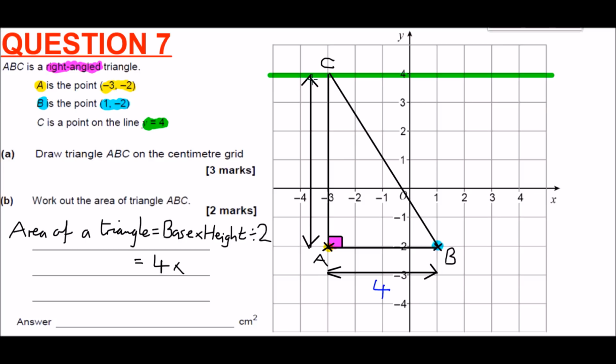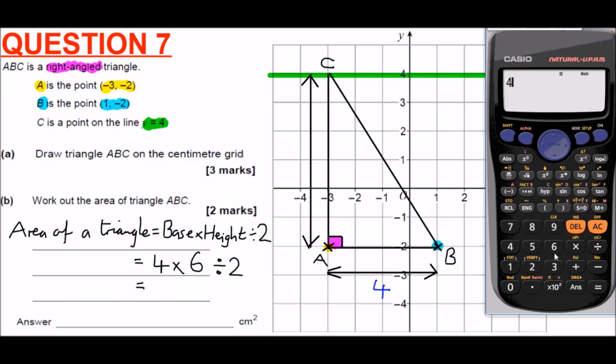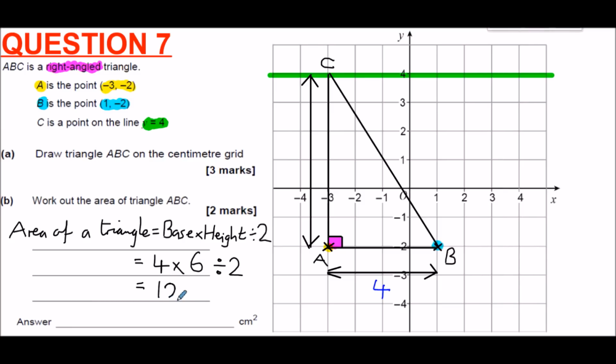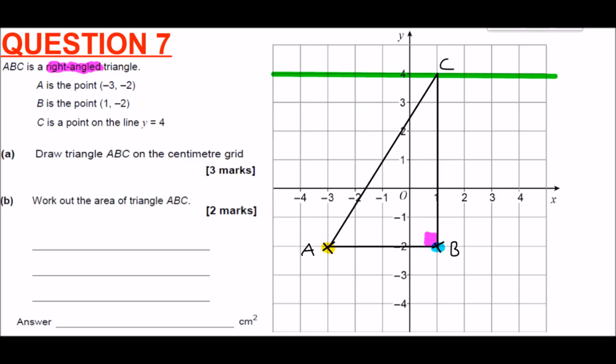From the bottom at A all the way to C, it's 1, 2, 3, 4, 5, 6 squares high. So that's 6 centimeters high. So it's 4 times 6 divided by 2. Always remember, with a triangle, divide it by 2. And so if we try this on our calculator, 4 times 6 divided by 2, we should get that the area of this triangle is 12 square centimeters. And so that's what we put on our answer line. The answer is 12. That's just the second triangle we drew.